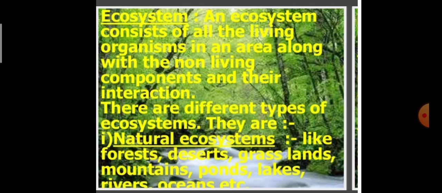And students, the artificial ecosystem. The best example of an artificial ecosystem, do you see the aquarium? This is the best example of an artificial ecosystem. So this is all about the types of ecosystem.